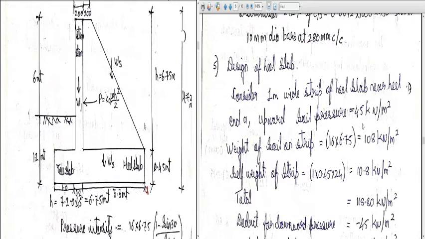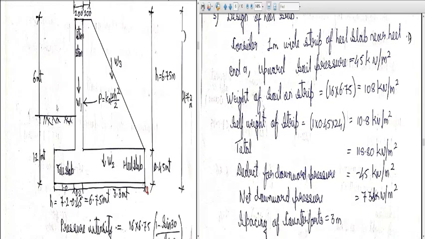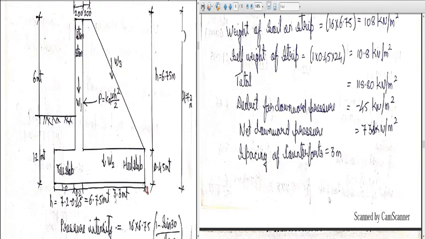Upward soil pressure has already been computed. Upward soil pressure is 45 kN per meter square. Weight of the soil on the strip, so already we know that. This is 16 density into 6.75. Then self weight of the strip is 1 into 0.45. So this is working out. This is the total addition. Then deduct the downward pressure, minus 0.45, 45 kN per meter square, and net downward pressure. This has been computed earlier in the spacing of counterfort.